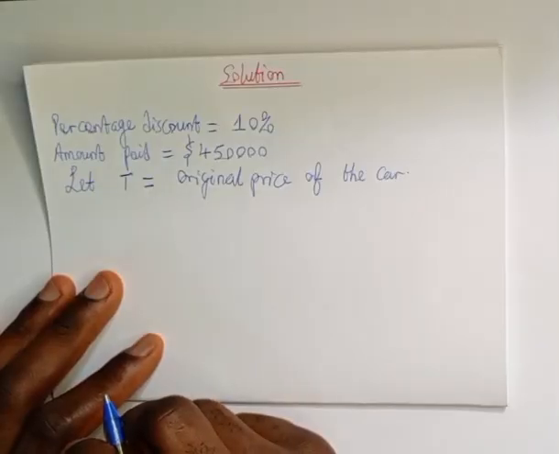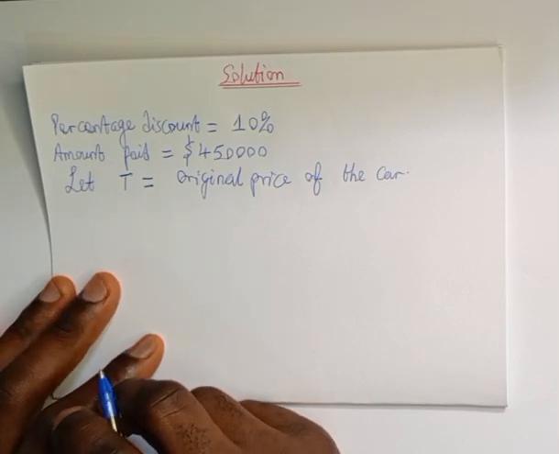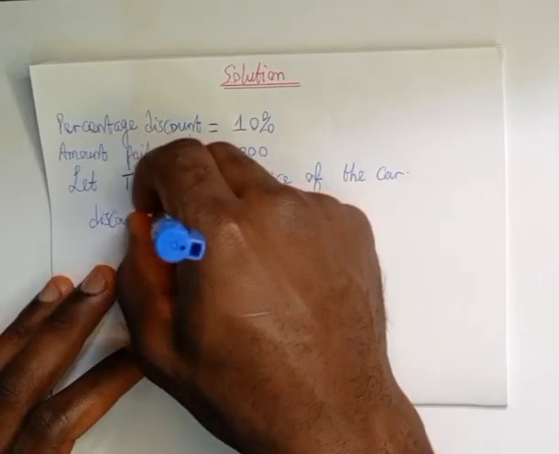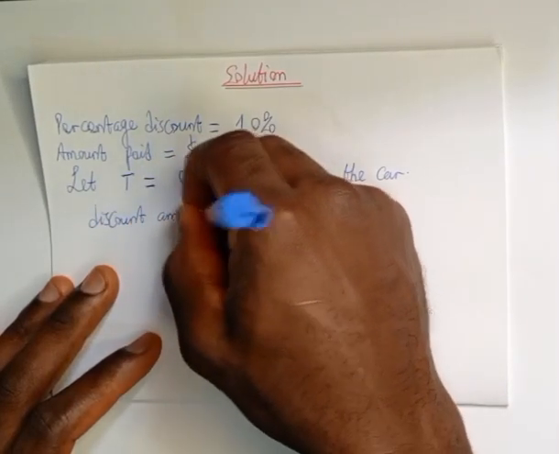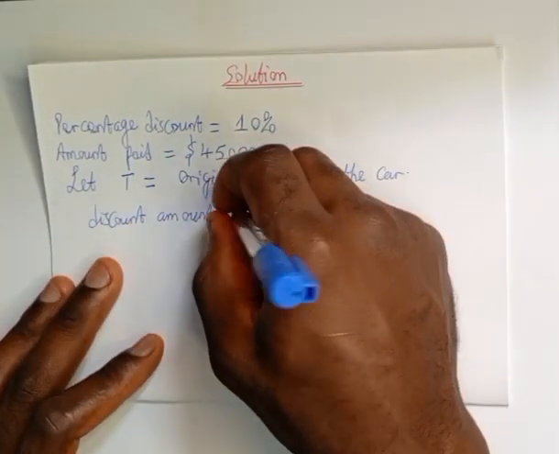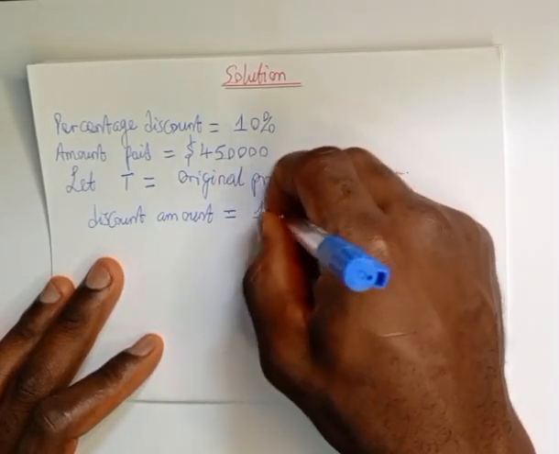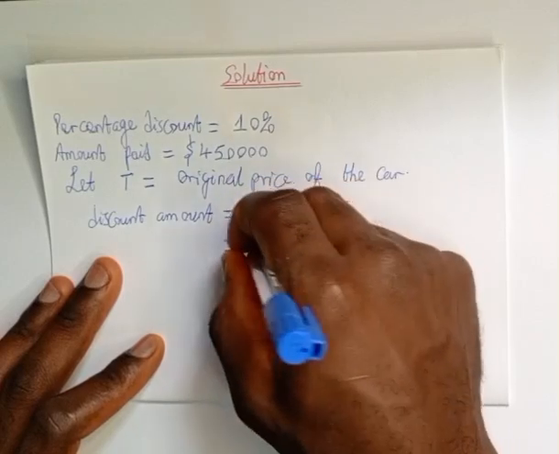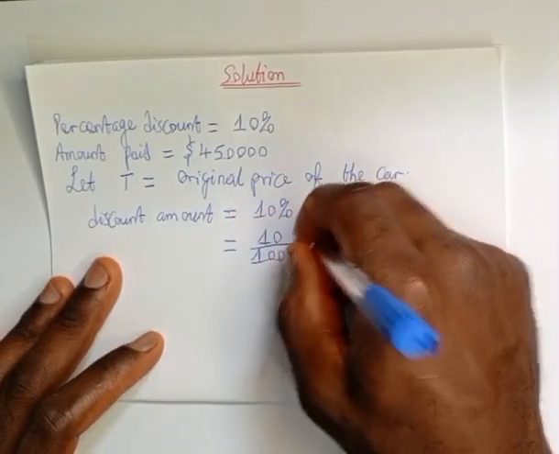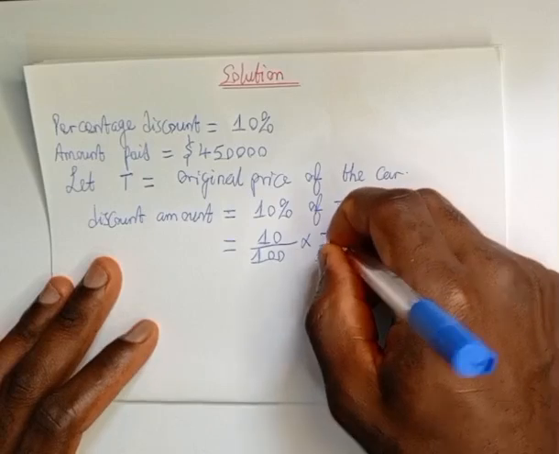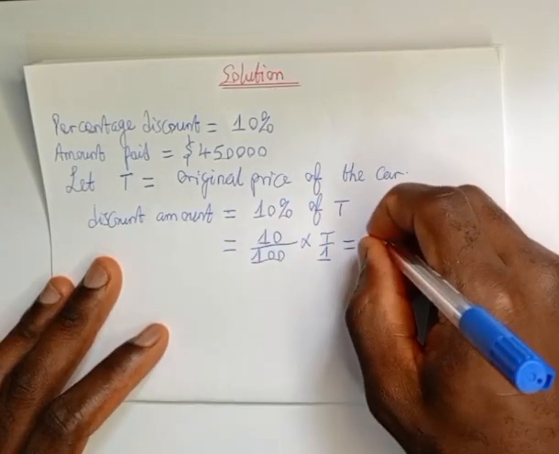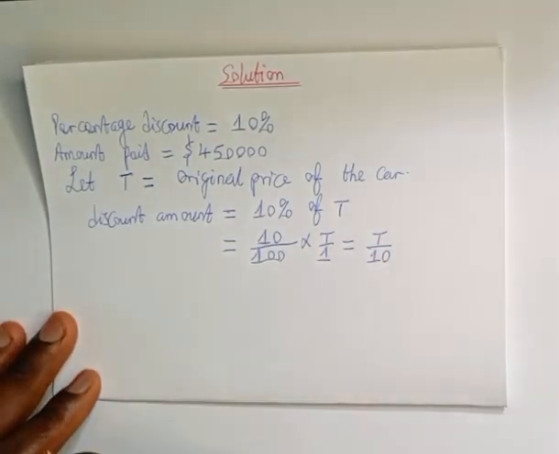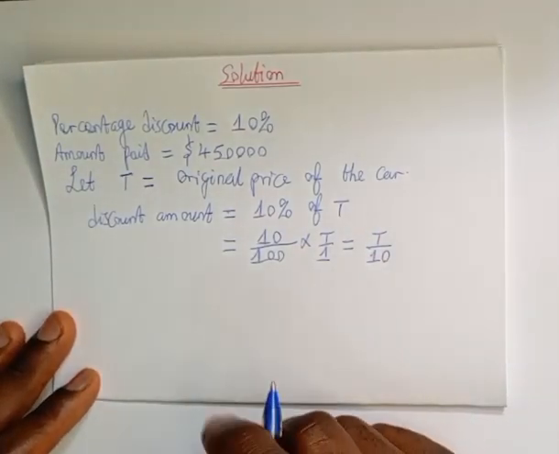Knowing the original price of the car as T, we can find the discount amount. The discount amount, that is the amount which is deducted from the original price, it will simply be equal to 10% of the original price T. And this will be equal to 10 over 100 times T over 1, which is simply equal to T over 100. So this is the discount amount.